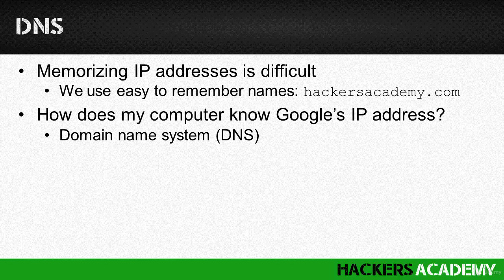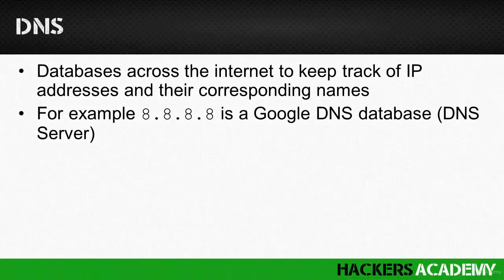A much easier way would be to memorize the names of these websites. Now the challenge here is that computers need IP addresses to communicate. So how would my computer know the IP address of Google when I type in google.com in my browser? This is the primary job of DNS. You can think of DNS as a database across the internet that keeps track of IP addresses and their corresponding names. So think of it, for example, as a big Excel sheet with two columns. In one column, you have the name of every single website, and in the other column, you have the corresponding IP address of every single website.